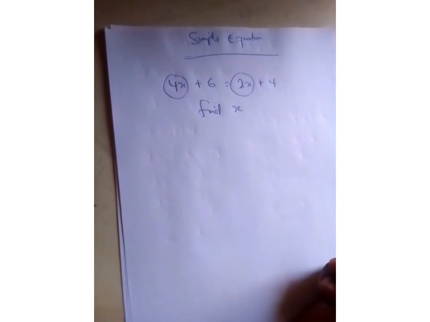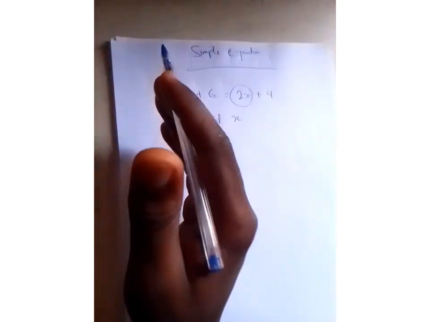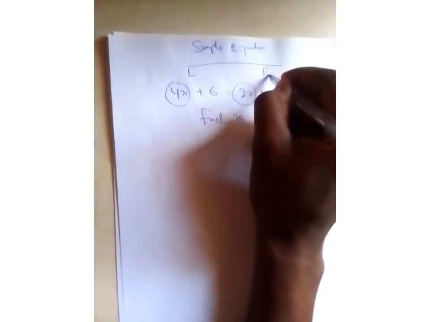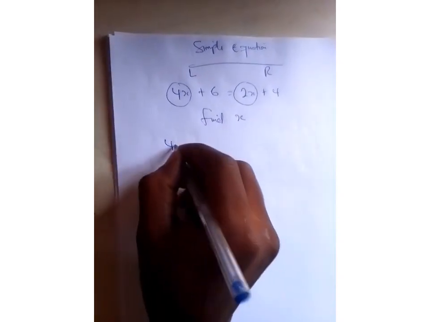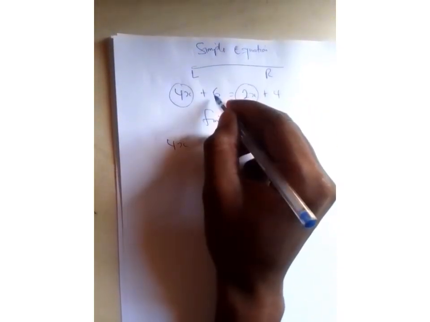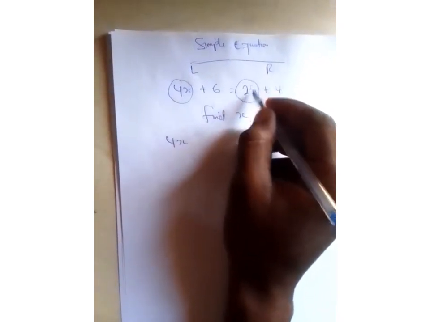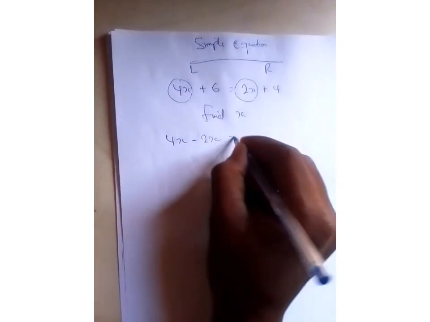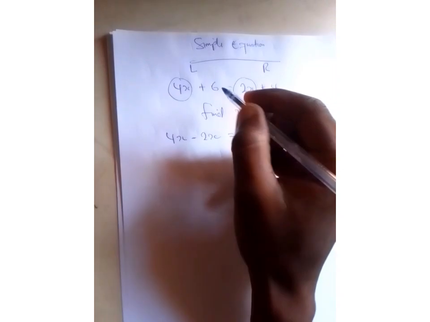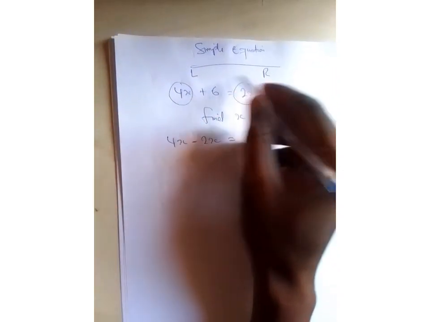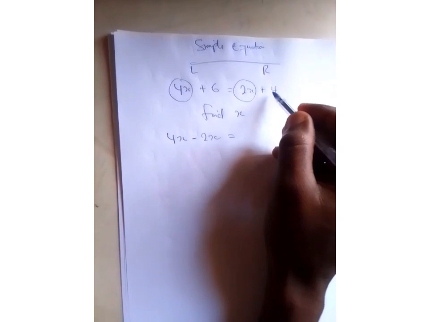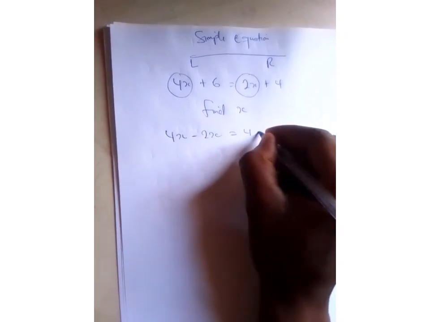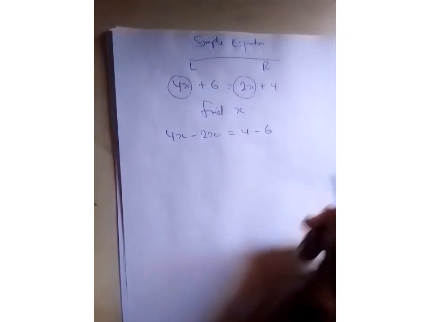How do we do so? First, we have to bring all that we are looking for to either the left side or the right hand side of the equation. Now, this is the left hand side and this is the right hand side. So how do we do that? We have 4x. When we bring this 2x to the left hand side, this 2x is positive, but when you bring it to the left hand side, it becomes negative. So we have 4x minus 2x, which is equal to, and this positive 6 will now go to the right hand side, and because it is positive, it changes to negative. So we have positive 4 minus 6, which is quite easy to do.